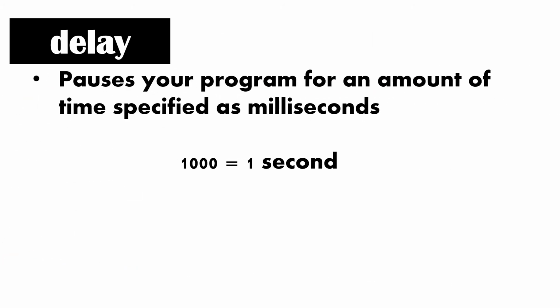We also use delay. It pauses your program for an amount of time specified as milliseconds. So take note, the unit for the delay is milliseconds. So 1000 milliseconds is equals to 1 second.